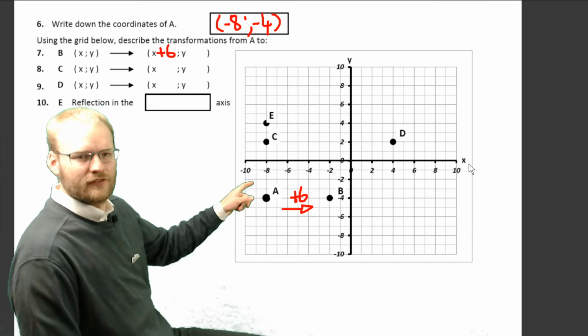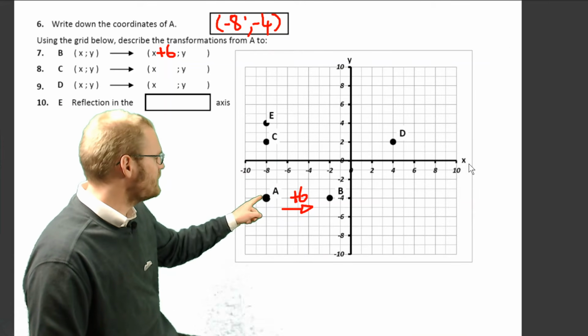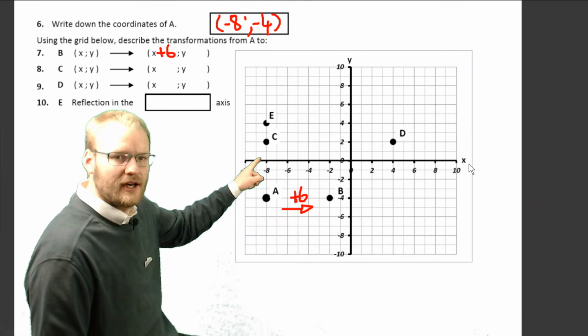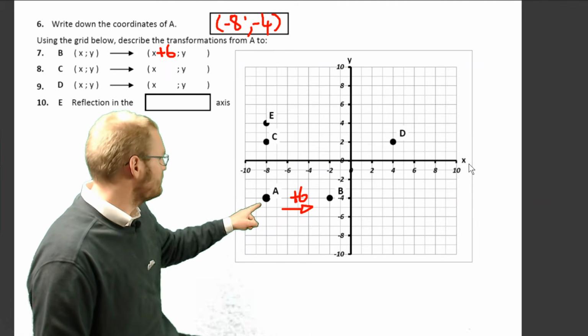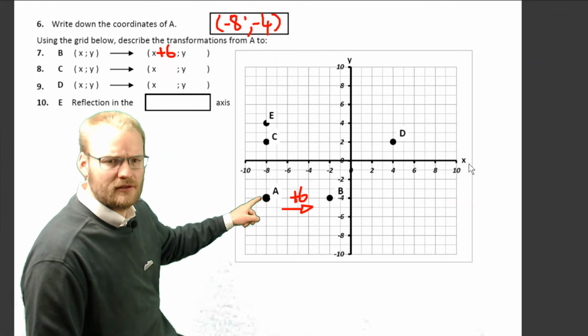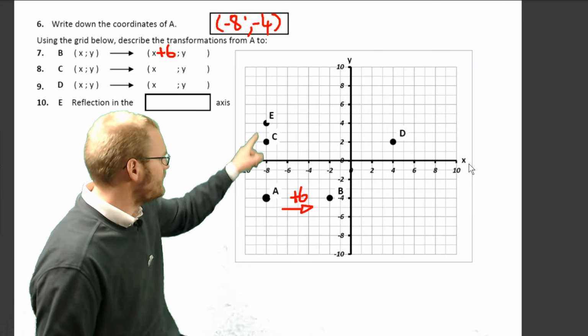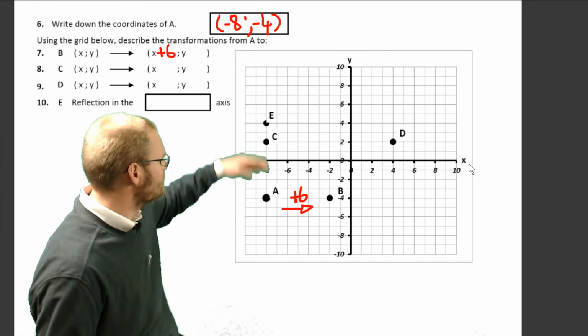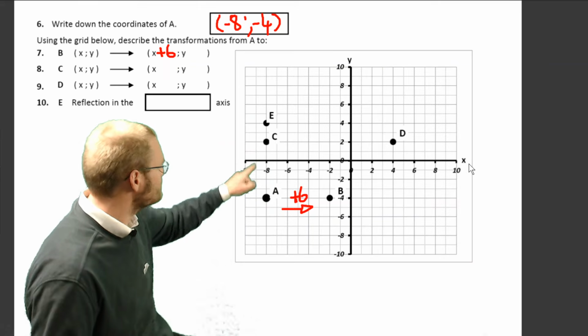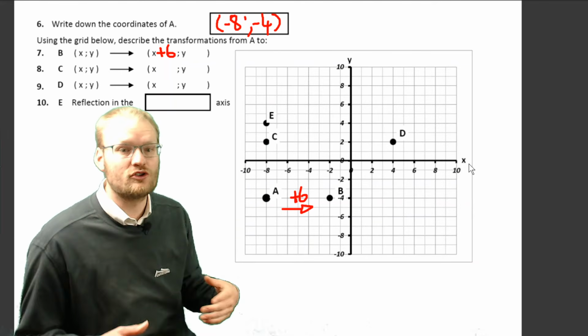Next up, we've got point A, and our transformation is, what transformation did we apply to get point A up to point C? So A up to C. Well, has the x value changed? Nope. What about the y value? How much did we add, or did we subtract? Well, it looks like we added because we moved up. So therefore, what is our transformation?